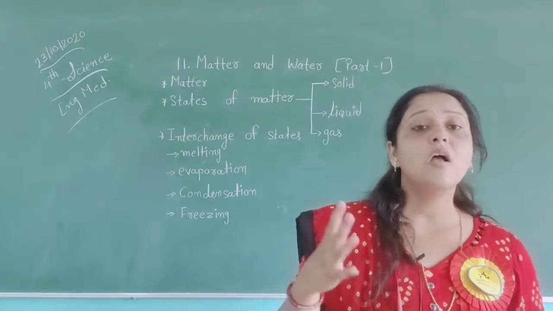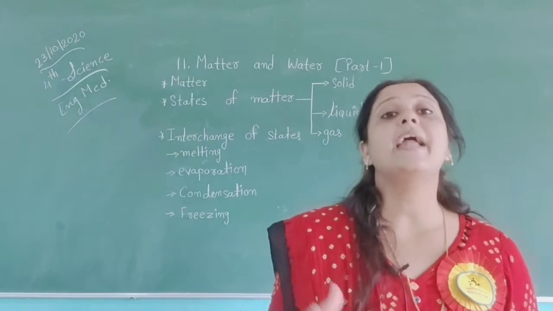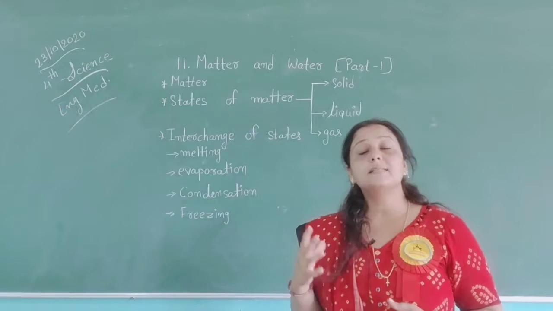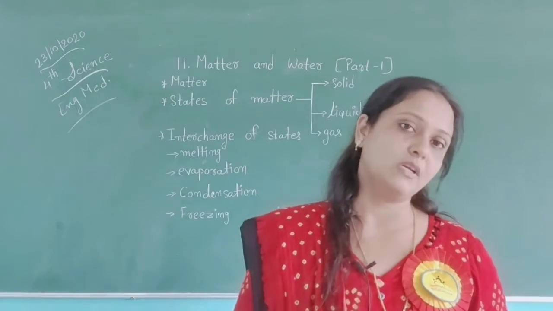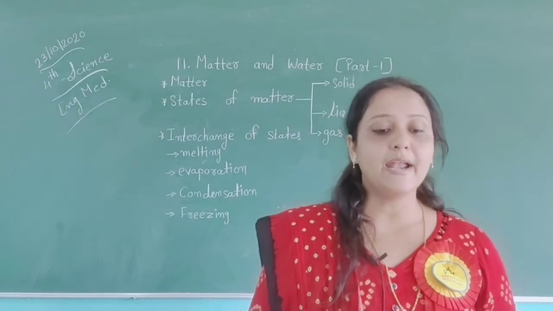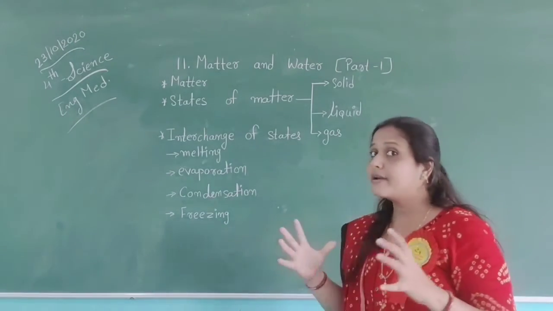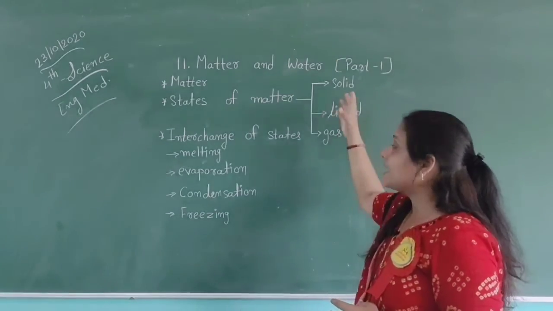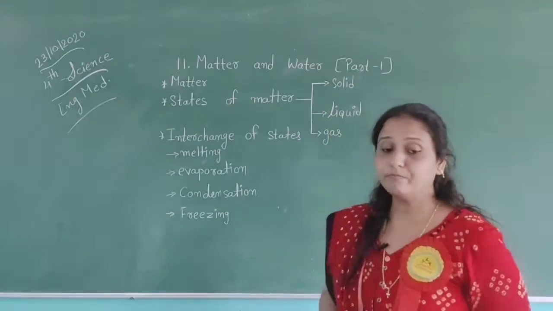These molecules are further composed of very small particles called atoms. So we can say that atoms are the smallest particles of which matter is made. The smallest particle is called the atom. So according to the arrangement of molecules, we can classify the state of any kind of thing. The first is solid.